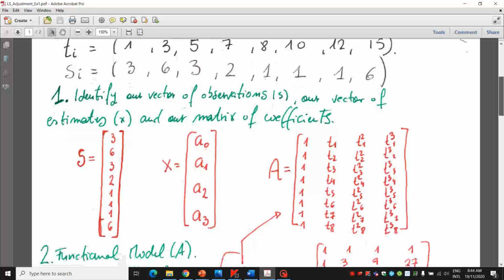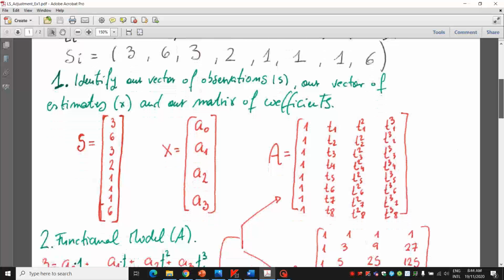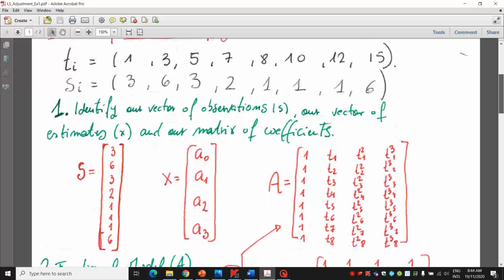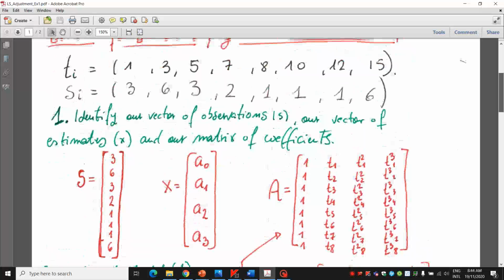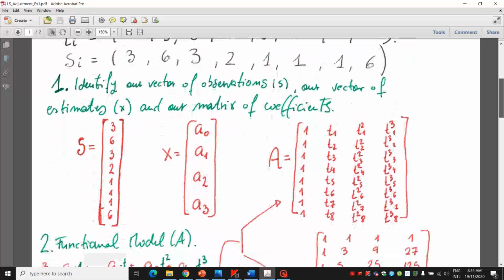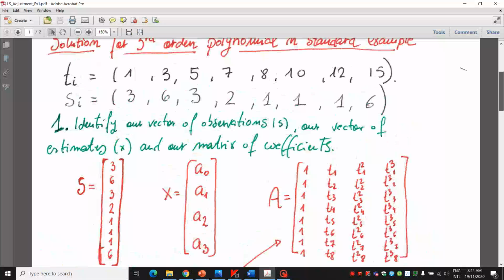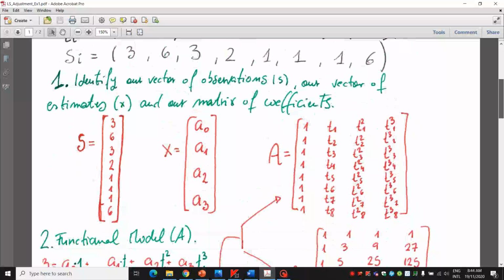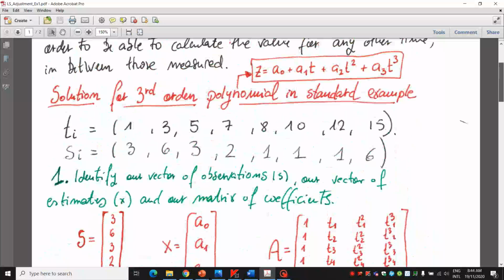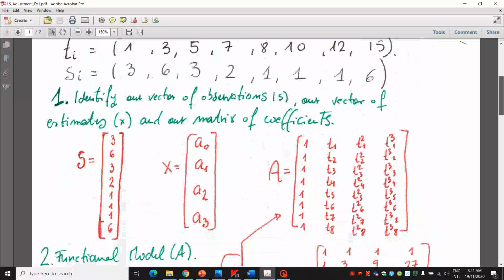So the vector of estimates is basically an empty vector, a vector of unknowns that we need to calculate, but we need to name them at this stage. The vector S is already the vector of observations, and A is the matrix of coefficients. How is this matrix of coefficients designed? According to the model we have created. So at this stage, we just need to enter the terms, the symbols, not the numbers. This is point number one.